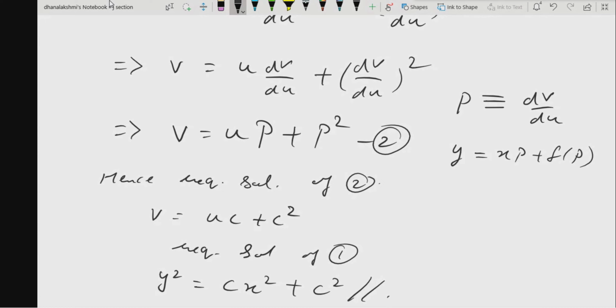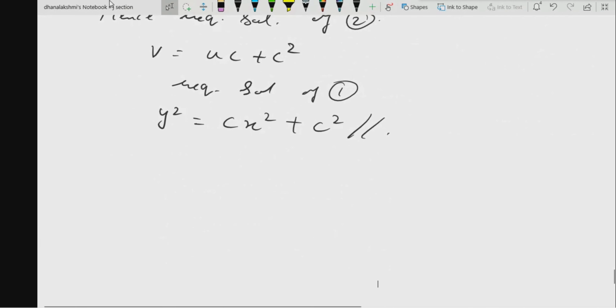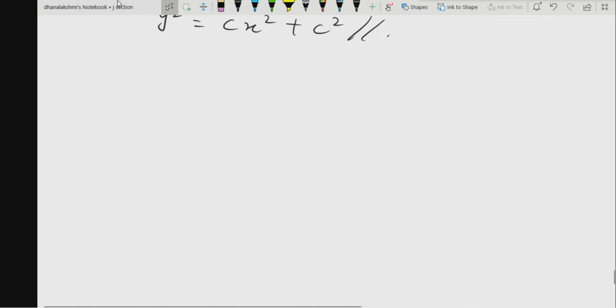Understood, all of you? Yes, ma'am. So this is how you have to solve. You can convert the given question into Clairaut's form with some substitutions.